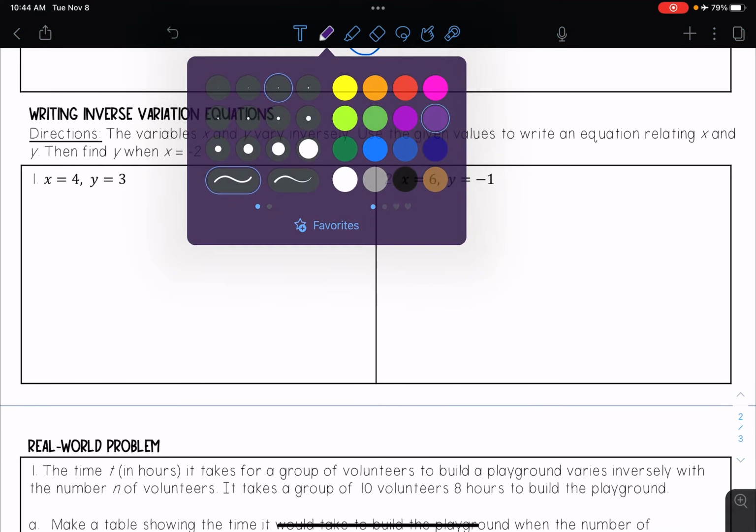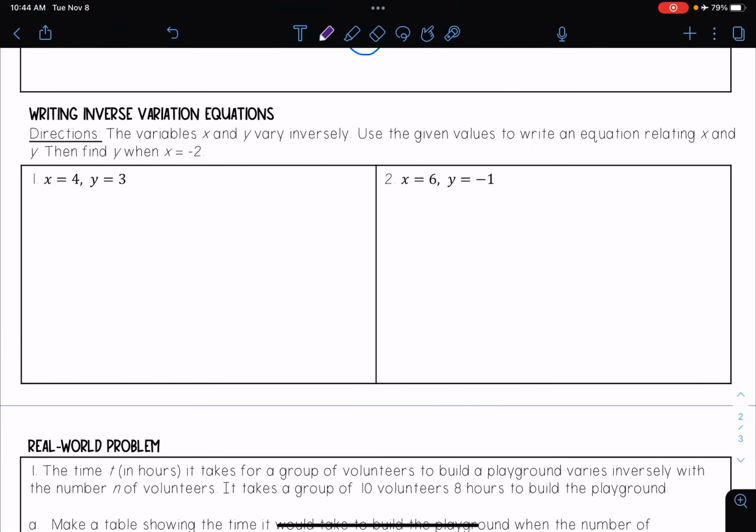Now for this video, let's look at writing inverse variation equations. So the directions here state that the variables x and y vary inversely. Use the given values to write an equation relating x and y. Then find y when x is equal to -2.